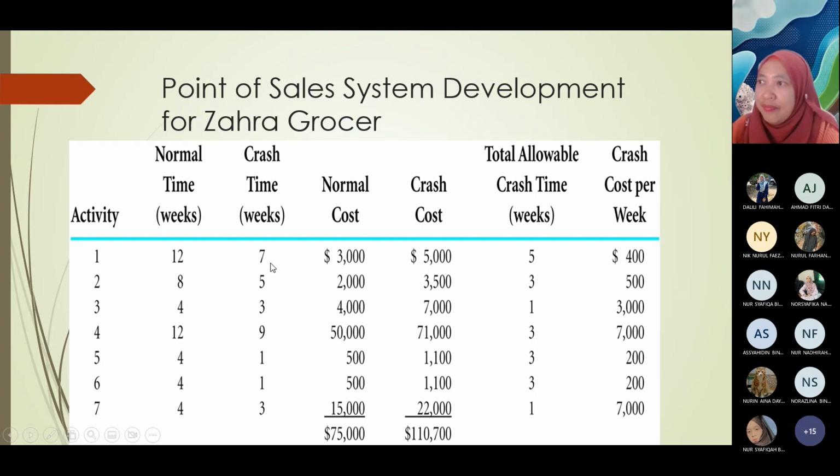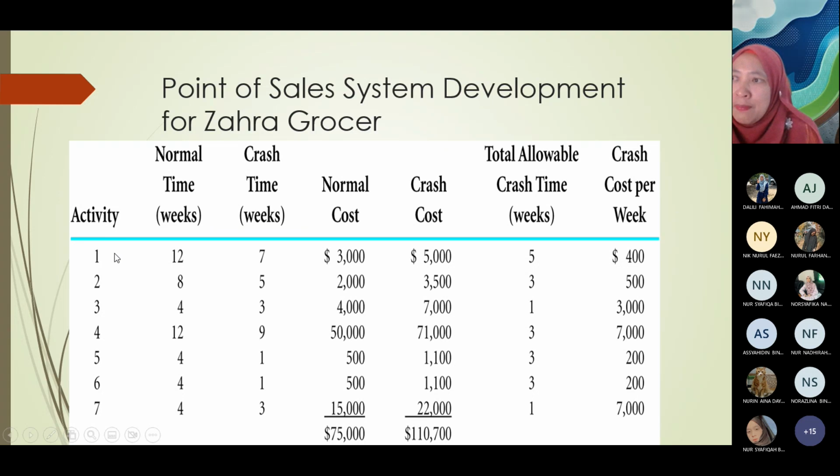Okay, maksud dia crash time kat sini, masa baru selepas kita singkatkan. Okay, kita reduce the duration. Okay, 7. So kat sini allowable crash time ni, kalau you nak tengok berapa, you kira lah 12 tolak 7. Jadi crash time kita allowable is 5. Okay, then give attention to the cost. Okay, we have normal cost and we have crash cost and also crash cost per week.